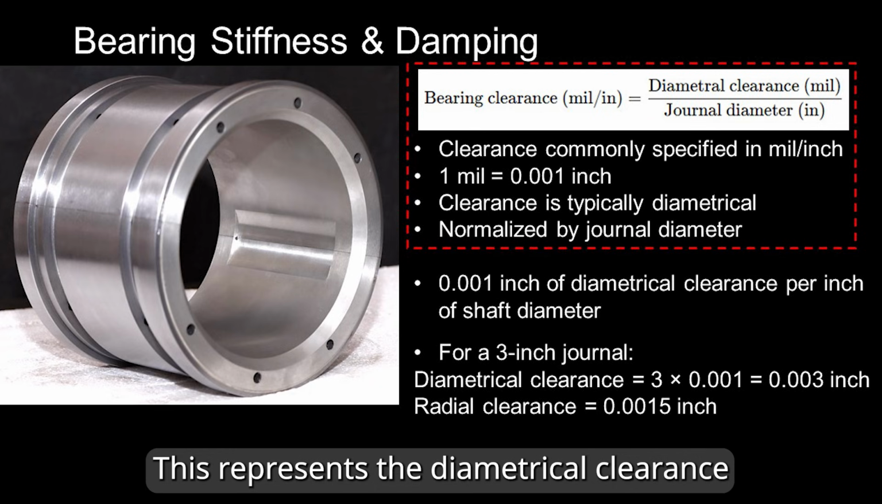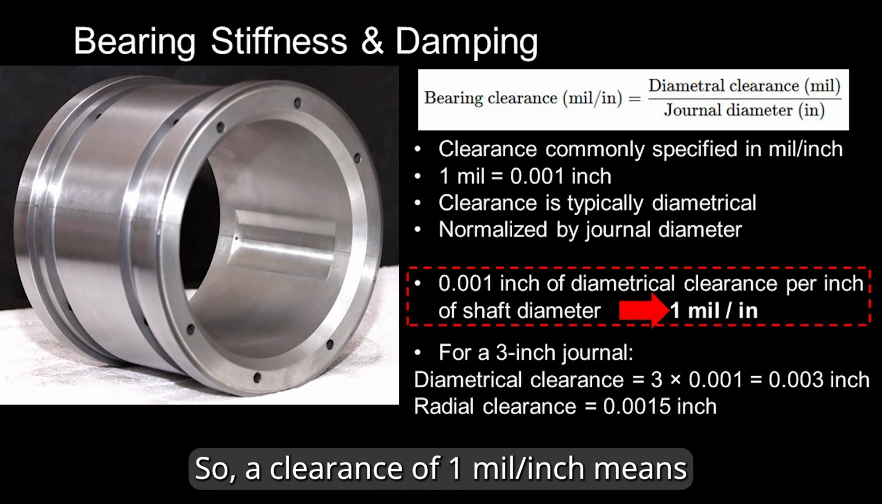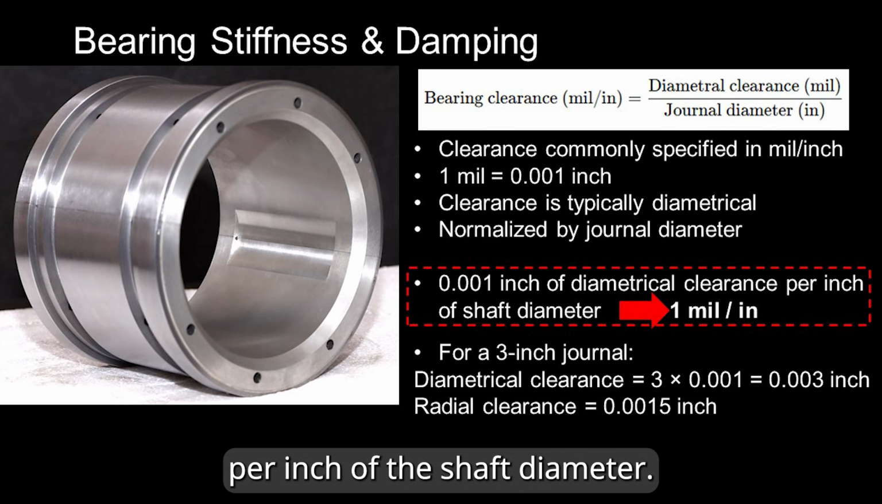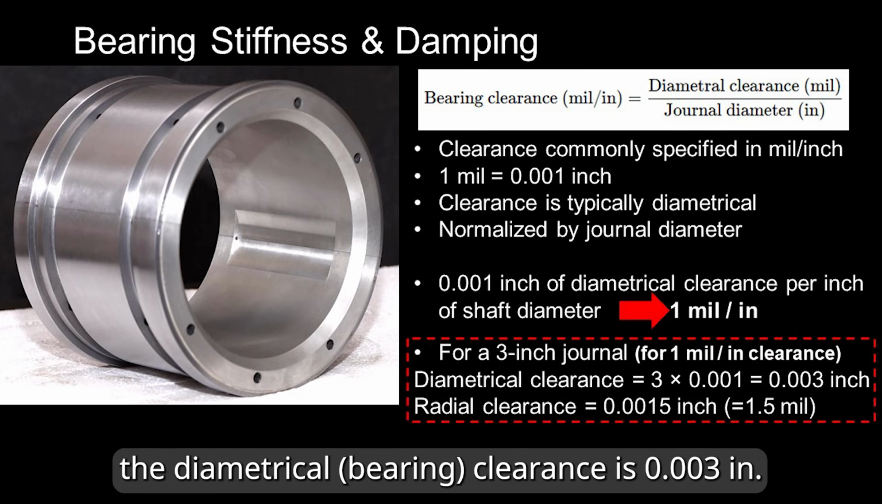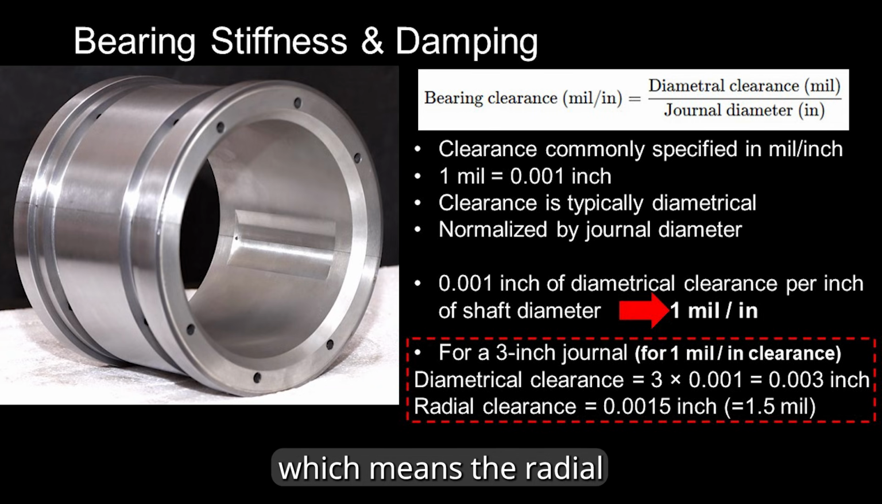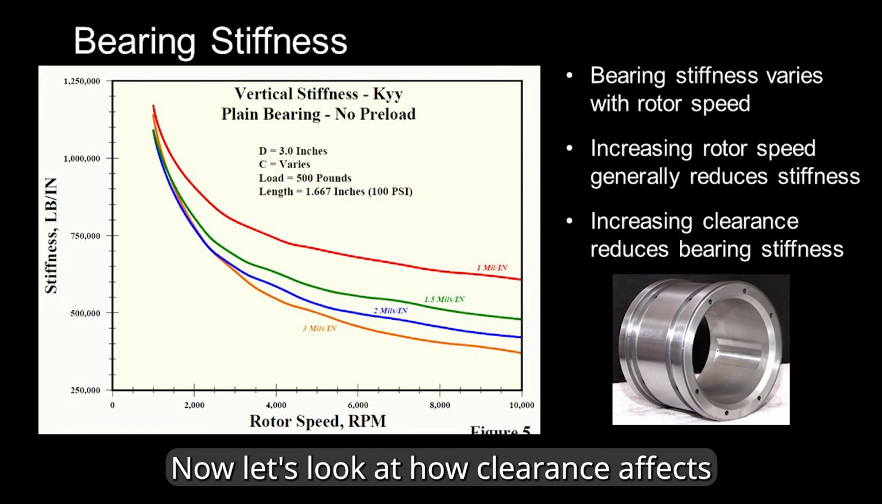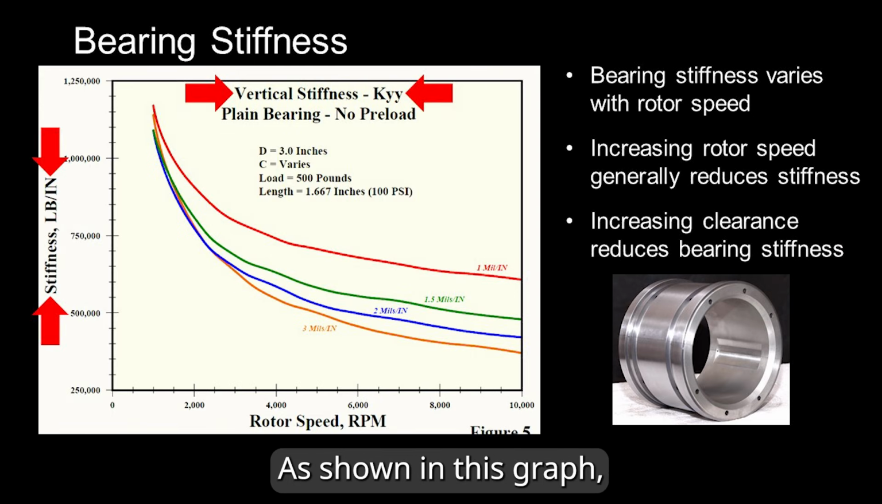This represents the diametrical clearance normalized by journal diameter. So a clearance of 1 mil per inch means 1/1000th of an inch of diametrical clearance per inch of the shaft diameter. So for a 3-inch shaft, the diametrical clearance is 3/1000th of an inch, which means the radial clearance is 1.5 mil. Now let's look at how clearance affects vertical bearing stiffness, Kyy.